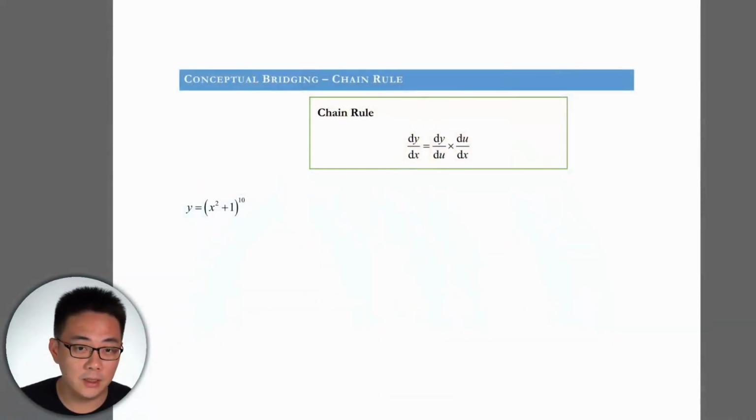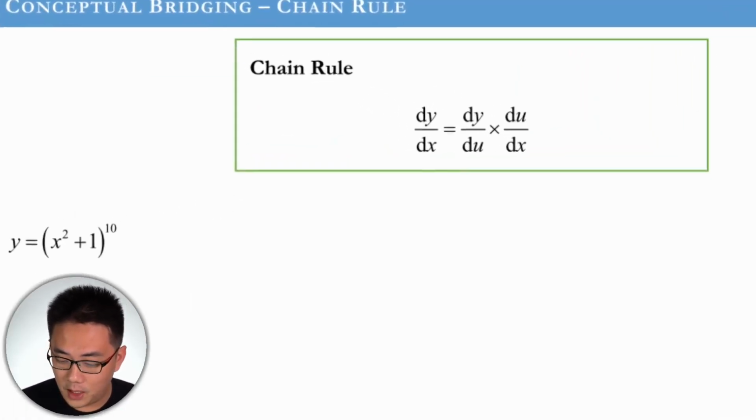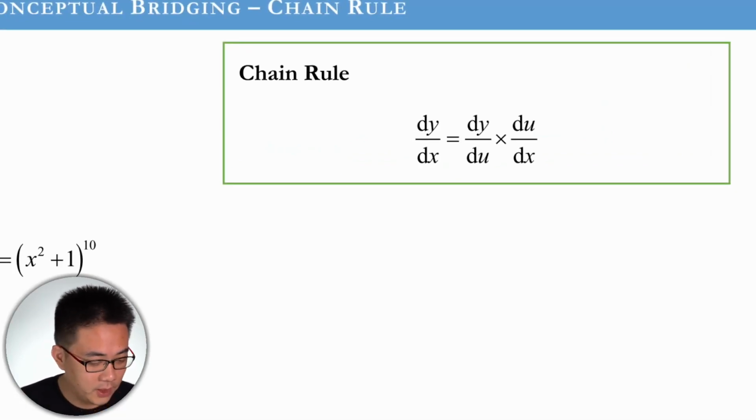Hi students, let's look at this new concept called the chain rule. This is quite an important rule, which we use quite frequently in the topic of differentiation. Let's see what it means. Basically, if you're given a composite function, the chain rule says that you can write dy/dx equals dy/du multiplied by du/dx.